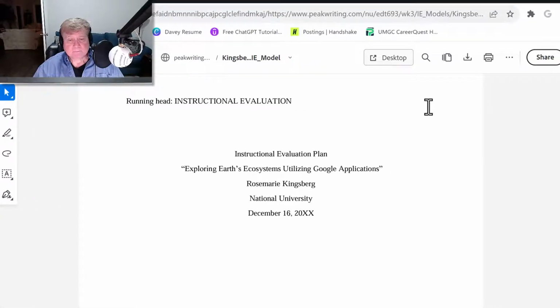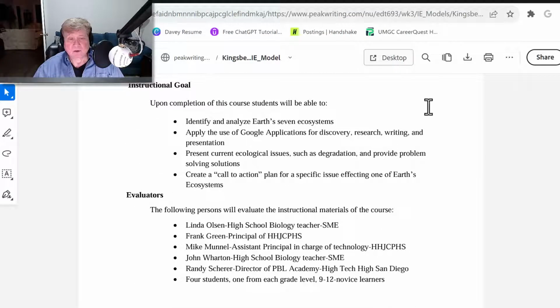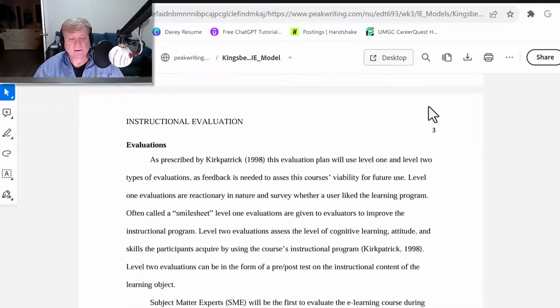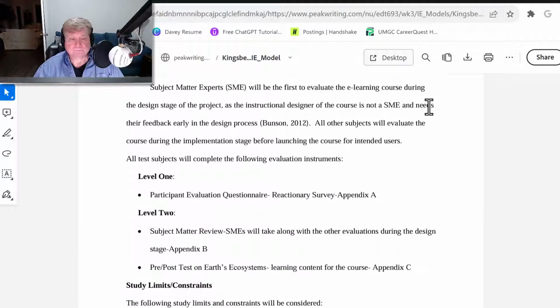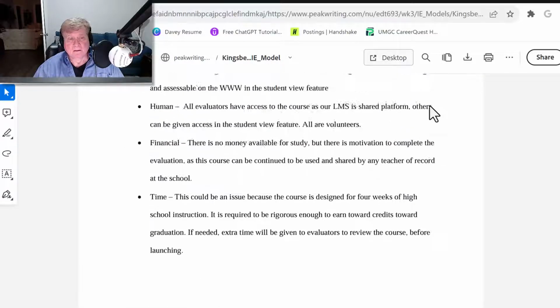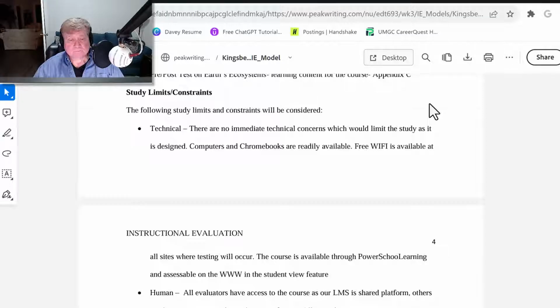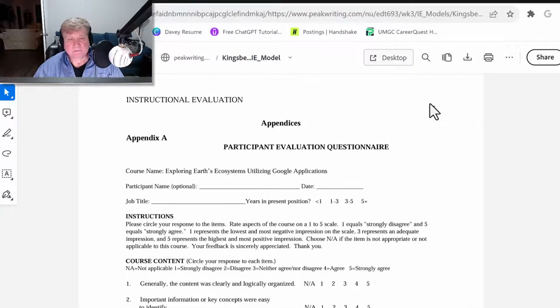Here's Rosemarie. Introduction, instructional goals, evaluators, then the evaluations that she's going to use. Discussing them, presenting them, the constraints, references, and then appendices. Appendices go after your references, by the way. I know the other student had her appendices before the references. Technically, appendices go after the references.